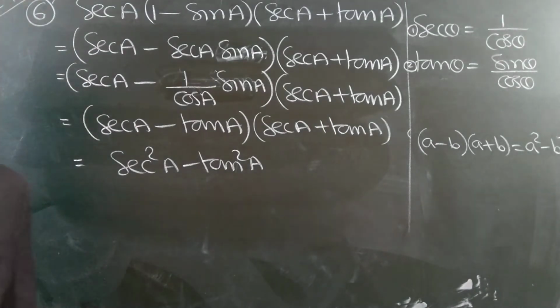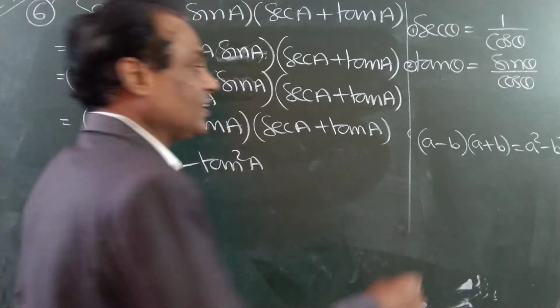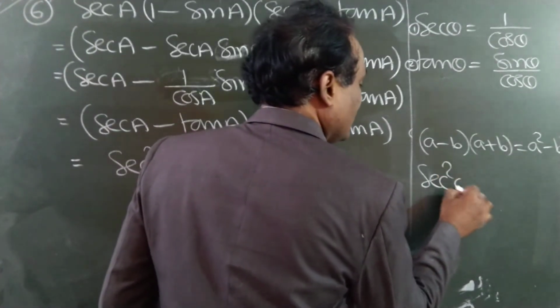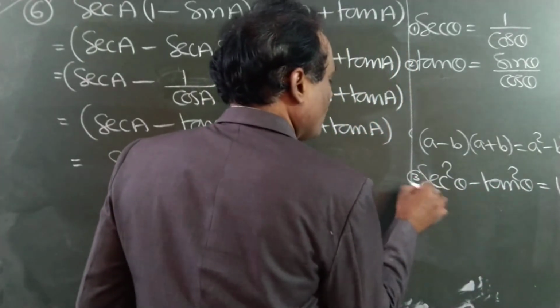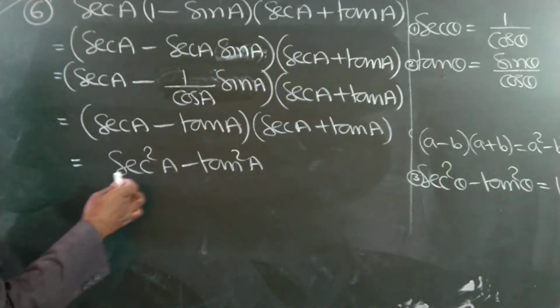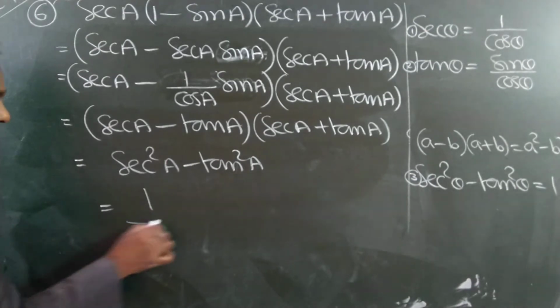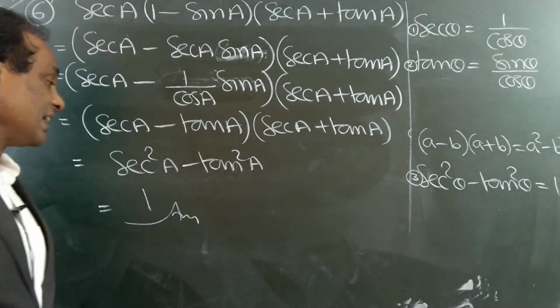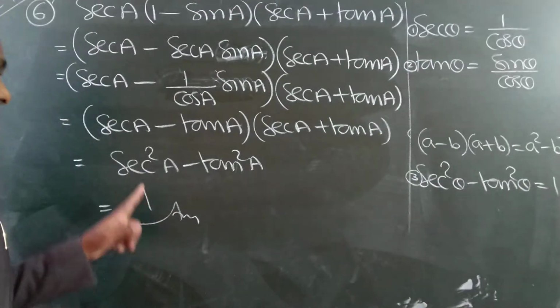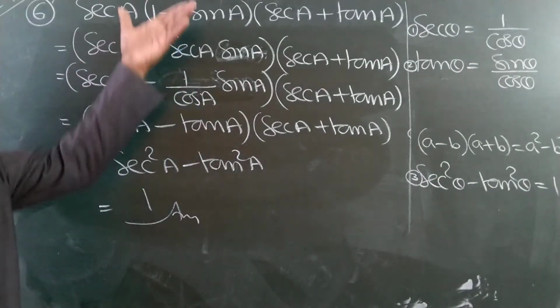See the second identity, we derived the identities. See the formulas, the identities. What is secant square theta minus tan square theta? It is 1. This formula, secant square minus tan square is 1. This is the identity, the second identity which we derived and we applied here. So the final answer is 1.